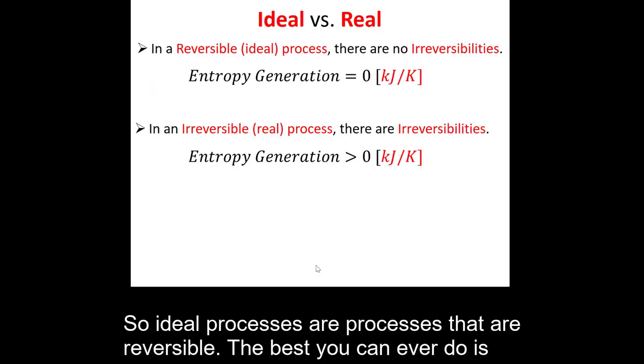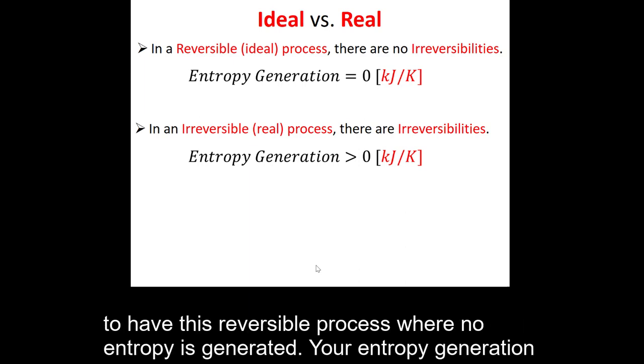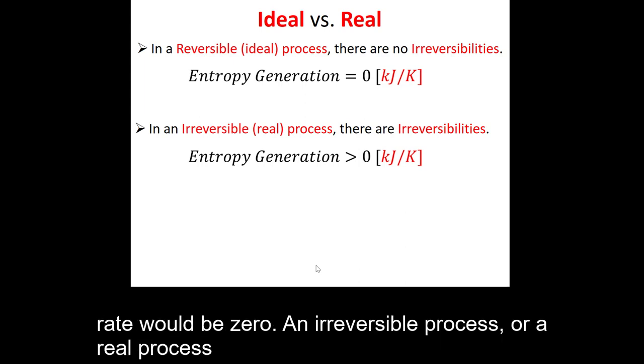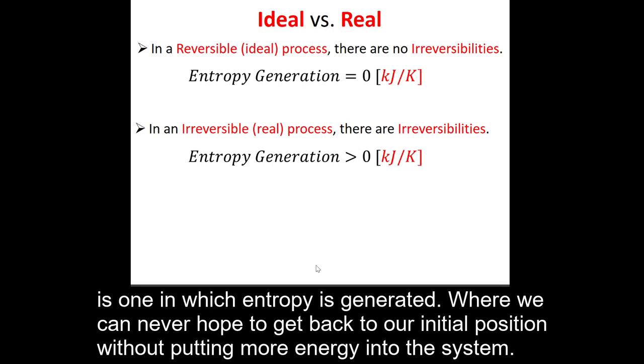So ideal processes are processes that are reversible. The best you can ever do is have this reversible process where no entropy is generated. Your entropy generation rate would be 0. An irreversible process, or a real process, is one in which entropy is generated, where we can never hope to get back to our initial position without putting more energy into the system.